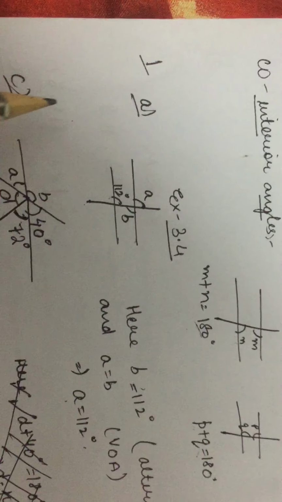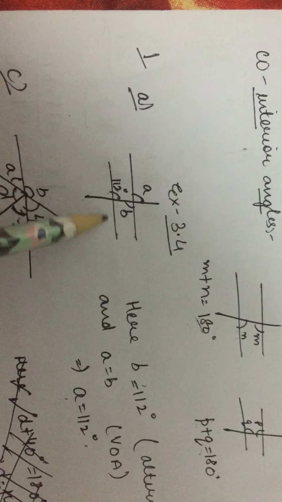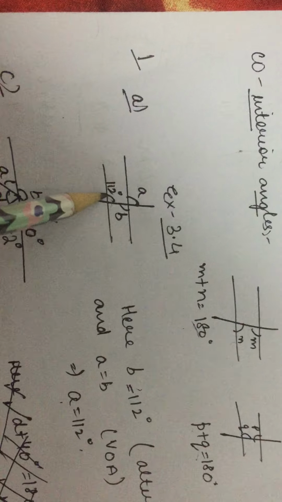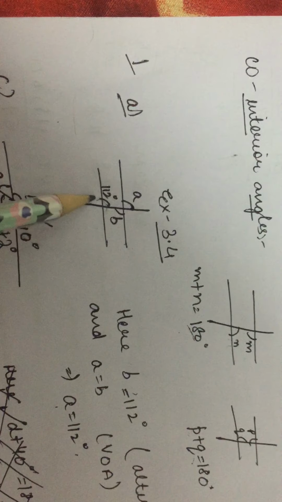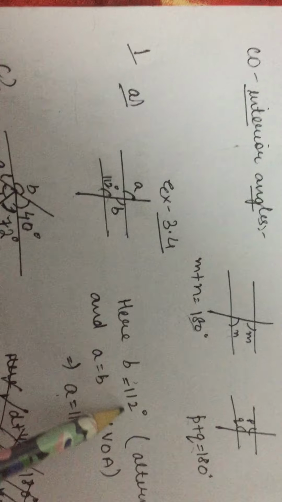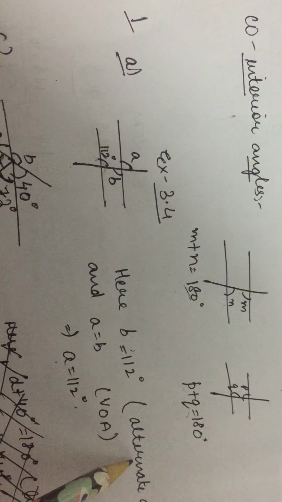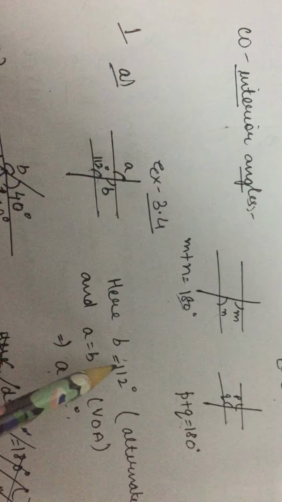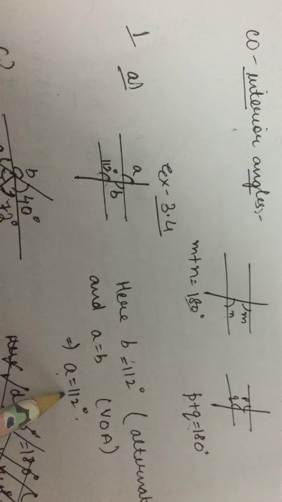Next exercise question. First question, A part is you have to find A and B if the lines are parallel and this is a transversal. Now we know this 112 and angle B, they are making a Z, so they are alternate angles, they must be equal. So B is 112. Always you will mention the reason in the brackets. Now A and B are vertically opposite angles, so they must be equal. If B is 112, then A will also be equals to 112.